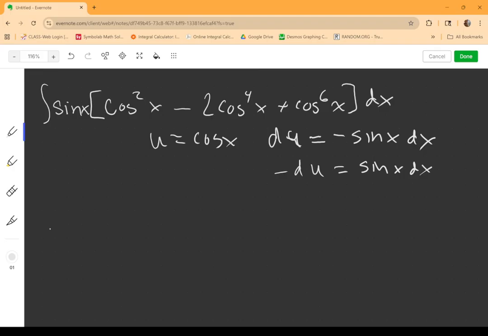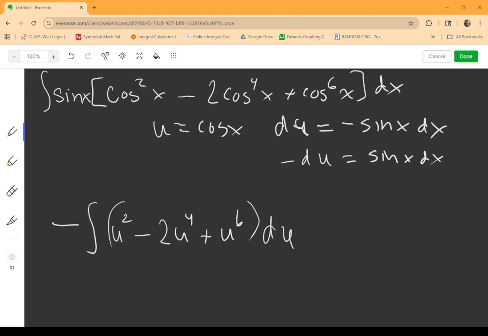Okay, so now the integral becomes, make sure to carry that negative with you. U is cosine of x, so we get u squared minus 2u to the 4th plus u to the 6th du. Okay, and notice why it was crucial for that extra factor of sine to be there. It allows me to do the u sub so that now I have a basic power rule integral.